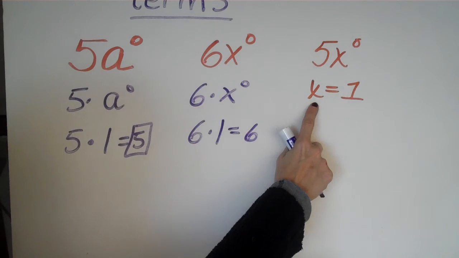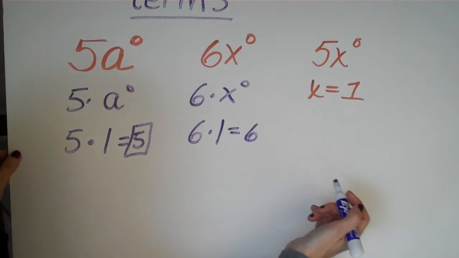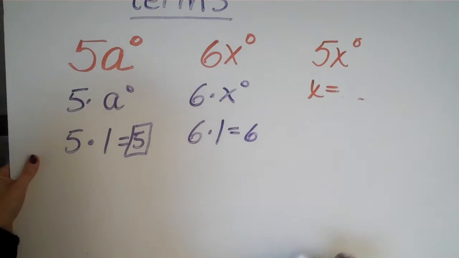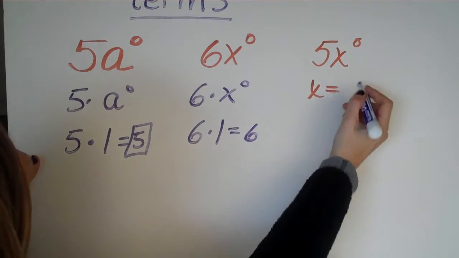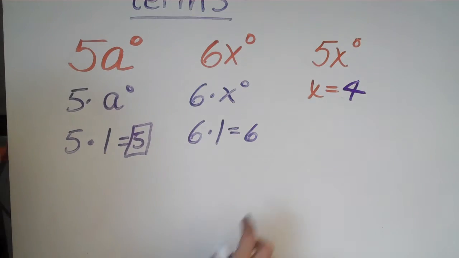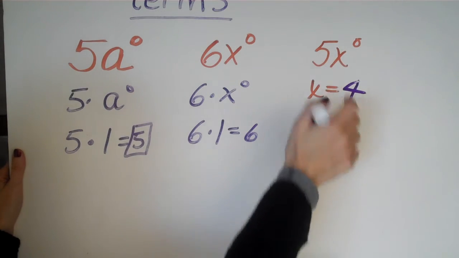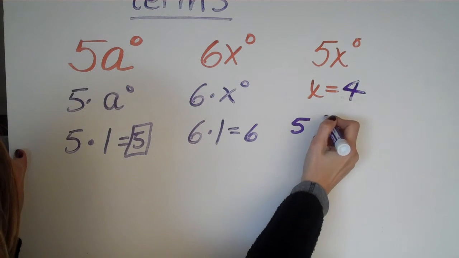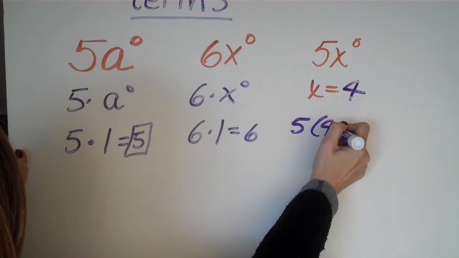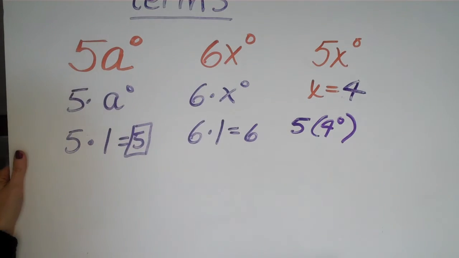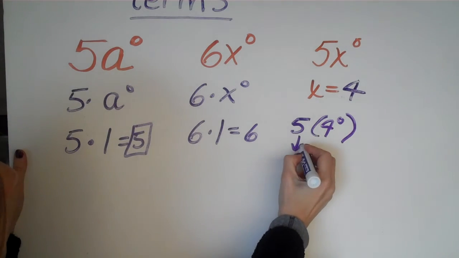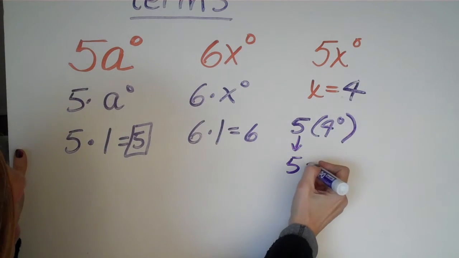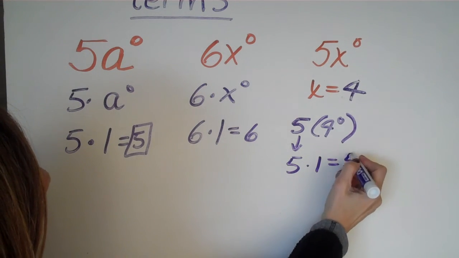Let's say x equals 1, or better yet, let's change that to x equals 4. So 5x to the 0 power, if x equals 4, we're just going to substitute 5 times 4 to the 0 power. So what is that? Well, it's still 5 times anything to the 0 power, which is 1. 5 times 1 equals 5.